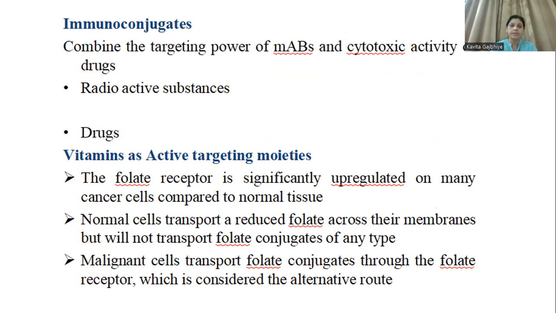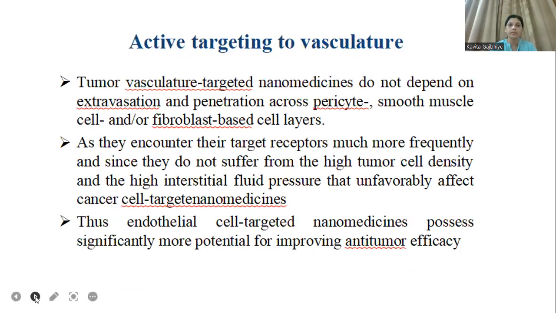The folate receptor is significantly upregulated on many cancer cells compared to normal cells. Normal cells transport reduced folate across their membrane but will not transport a folate conjugate of any type. The malignant cell, however, transports folate conjugate through the folate receptor, which is considered the alternative route. So lots of examples are there which show the active targeting of the moiety.